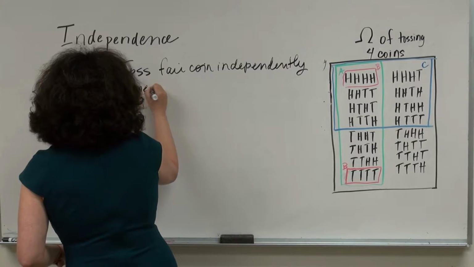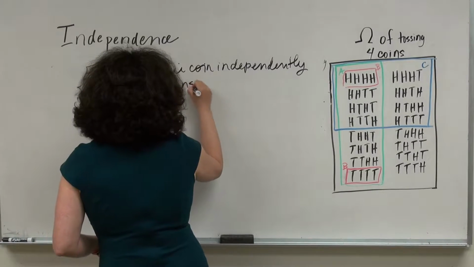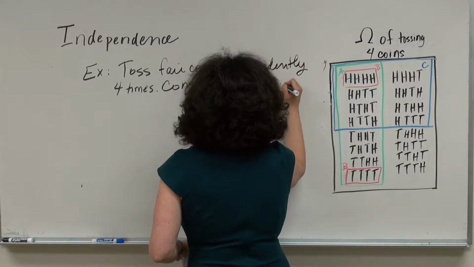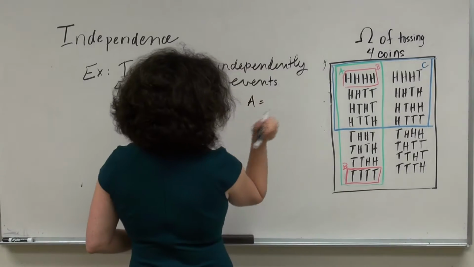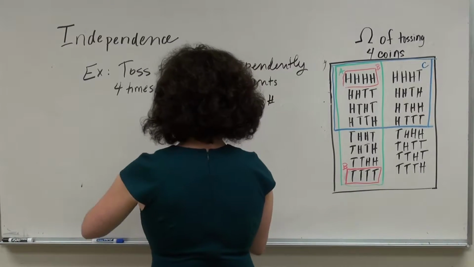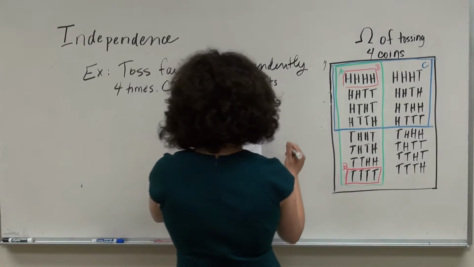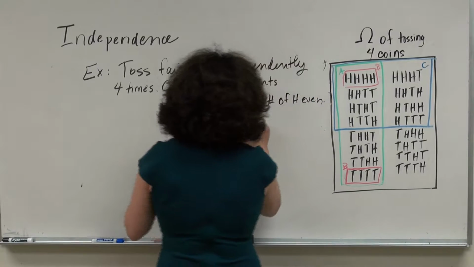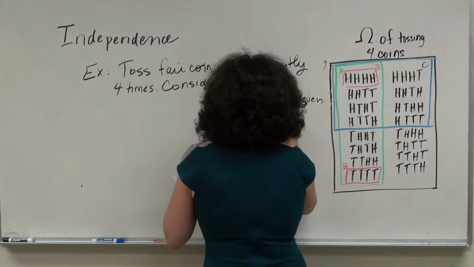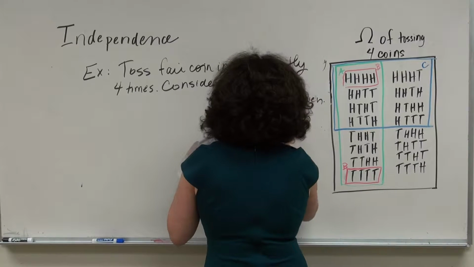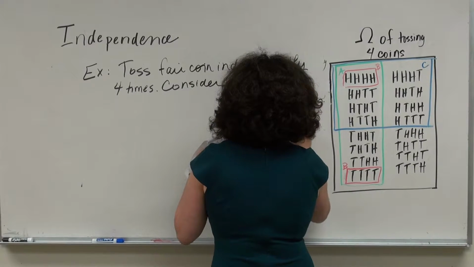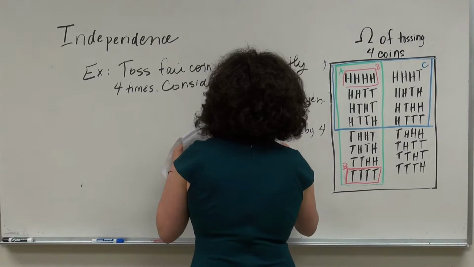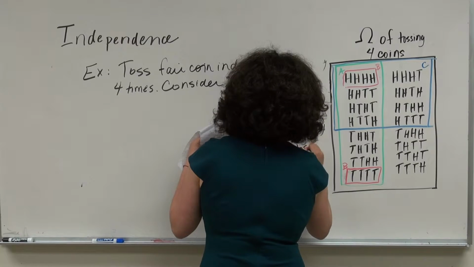And we're going to consider the following events. Event A is that the number of heads is even. B is the event that the number of heads is divisible by 4. And C is that the first toss is a head.